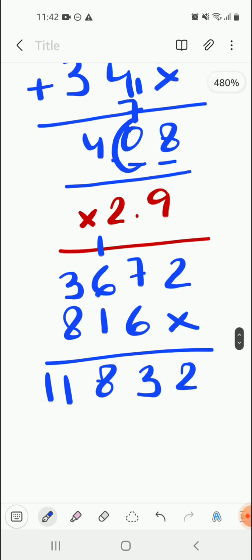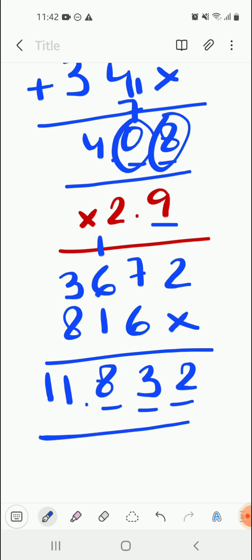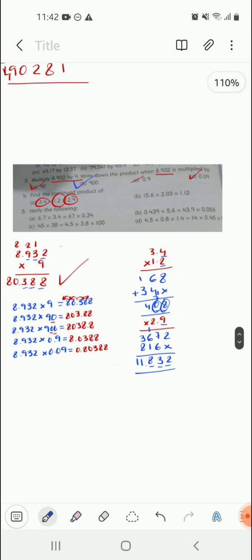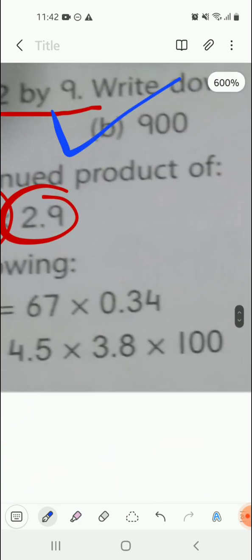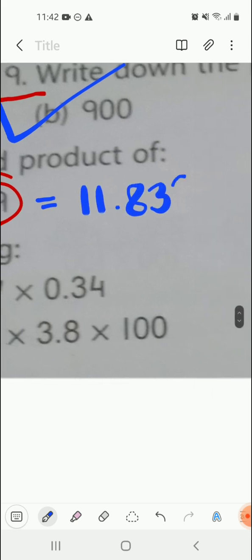Decimal place, there was 2 and here there is 1. So 1, 2, 3. 3 decimal places. Put a decimal point right before that. So my answer becomes 11.832. So the answer of this will be continued product 11.832.